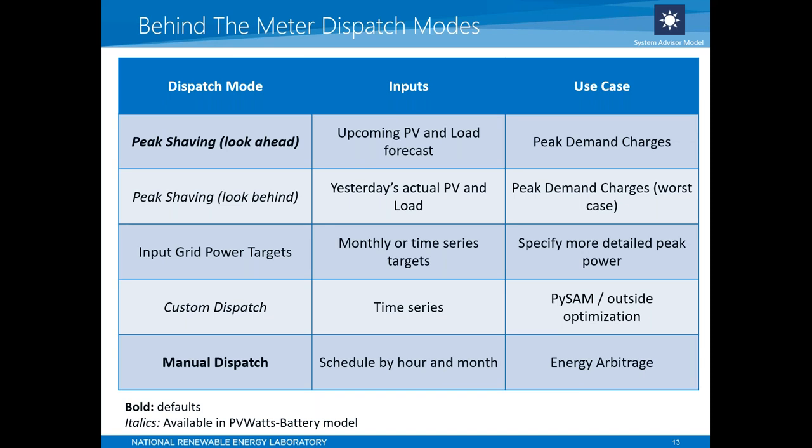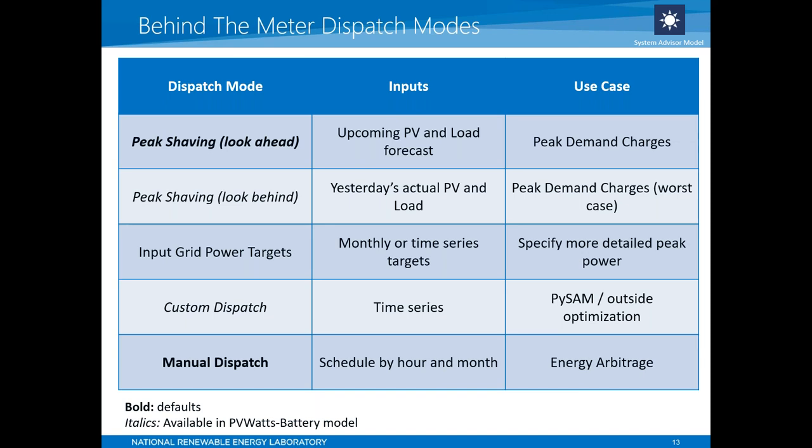Input grid power targets also uses that same grid power target based algorithm, which we'll talk about more when we simulate the commercial system. And this allows the user to input monthly or time series targets in case there is additional information that the peak shaving algorithm might not be aware of, such as a tier or an interconnection limit.